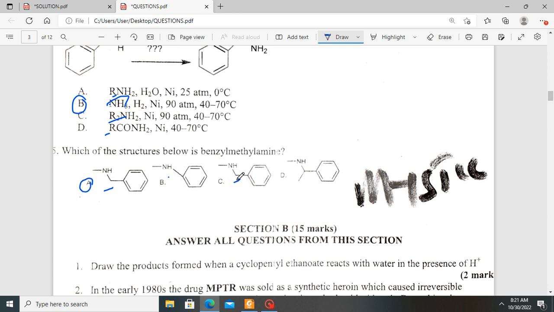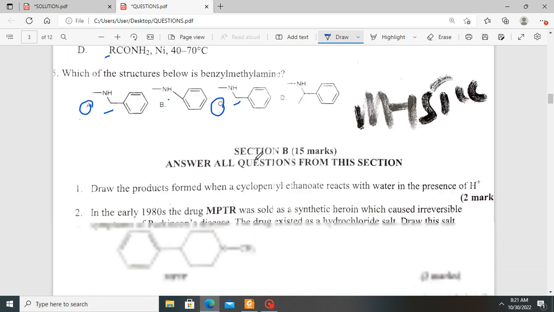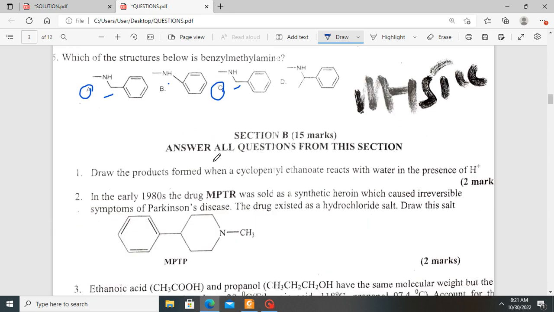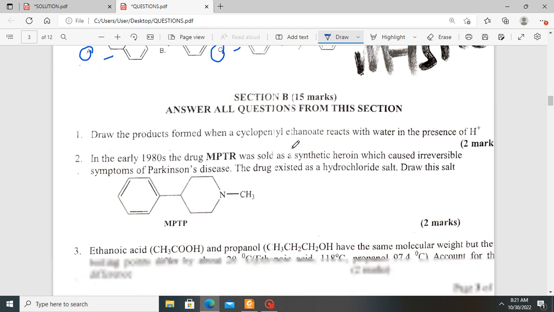I think there was a mistake. Benzyl methylamine can either be A or C. I think there was a mistake because they are the same and they are all named benzyl methylamine. Now let's come to section B, the written part.